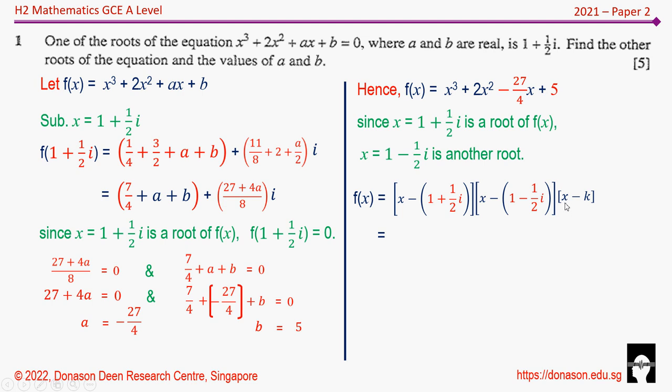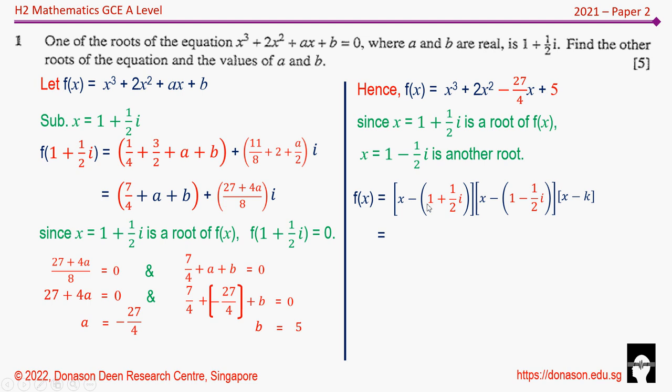Now why x? Why not ax? Because the coefficient of x cube here is a 1. So x times x times x is what's going to give you the x cube. So I just simply kept it as x minus k. So the k is basically the constant. Right, so now let us simplify.